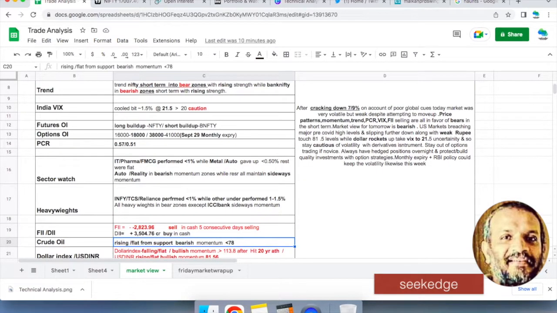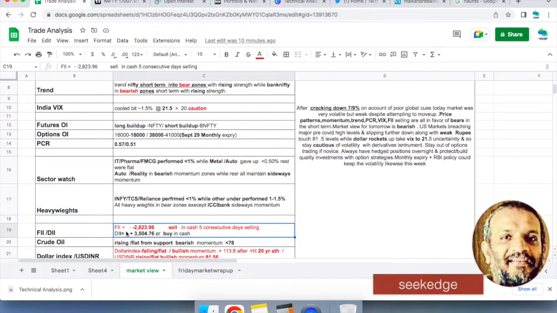Right? Institutions selling again, the sad story of institutions selling. 2,600 to 800 crores of selling has happened today. DIIs are balancing with 3,500 buying. Yesterday also they were buying an equal amount. So DIIs are giving full support to keep the market afloat. So that's why we are cracking down basically.